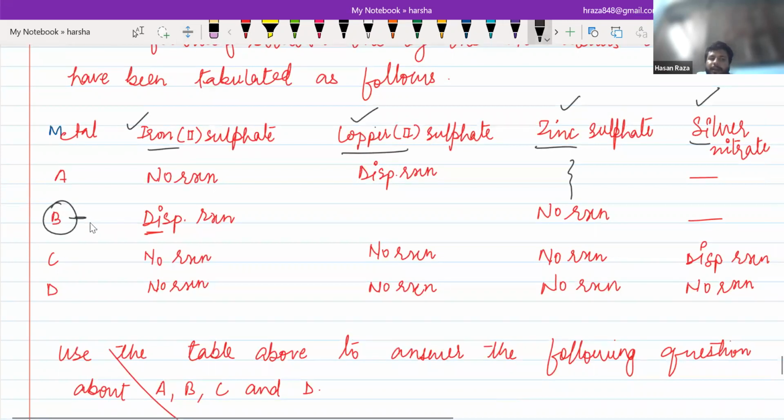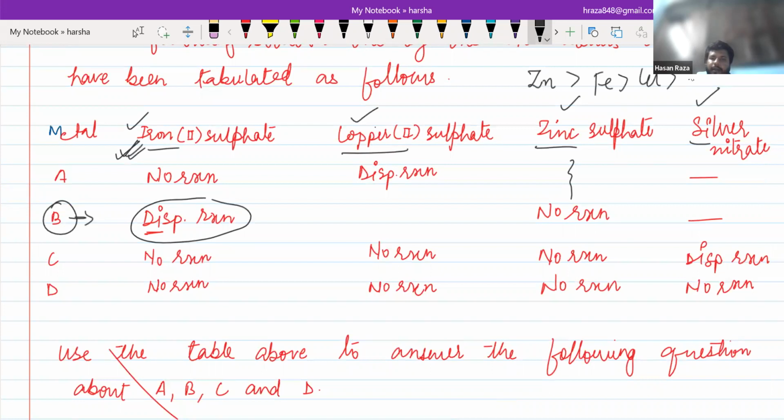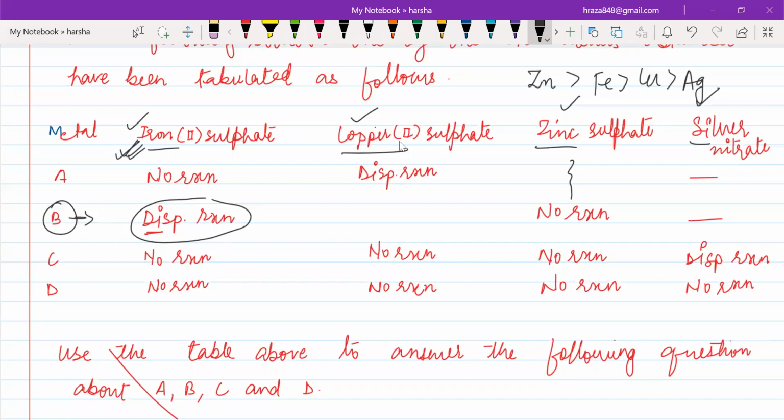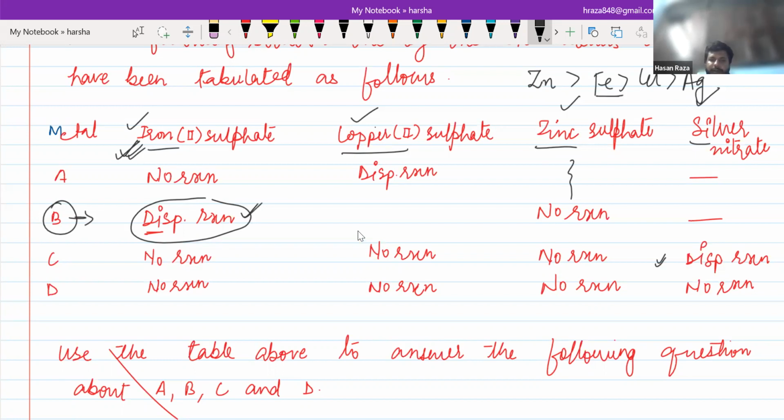So basically, a displacement reaction is occurring in here, and zinc is the most reactive, then iron, then copper, and then silver. This will be the order. Sorry, for zinc there is no reaction, no reaction, no reaction. Now you can see B is the most reactive element because it replaces iron. So the answer for the first is B.